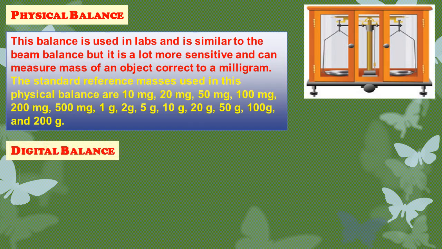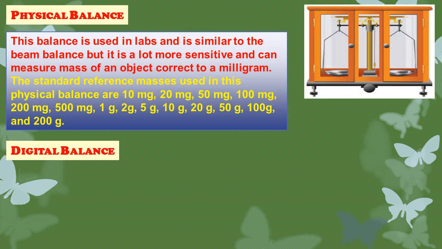Next one, we are going to see the physical balance. This balance is used in labs and is similar to the beam balance, but it is a lot more sensitive and can measure the mass of an object correct to a milligram. The standard reference masses used in this physical balance are 10 milligram, 20 milligram, 50 milligram, 100 milligram, 200 milligram, 500 milligram, 1 gram, 2 gram, 5 gram, 10 gram, 20 gram, 50 gram, 100 gram and 200 gram.